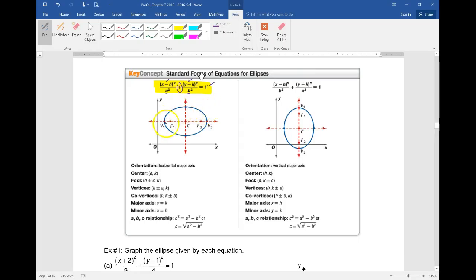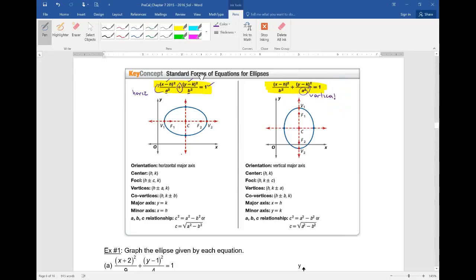All right, now, this is a horizontal ellipse, and this is a vertical ellipse. What is the one difference in just the equations? The A and the B. Between the A and the B, which one is the larger distance? A. Whichever variable A is with, that's the orientation of the ellipse. So if A is with the X, the ellipse is horizontal. If A is with the Y, the ellipse is vertical. Okay?